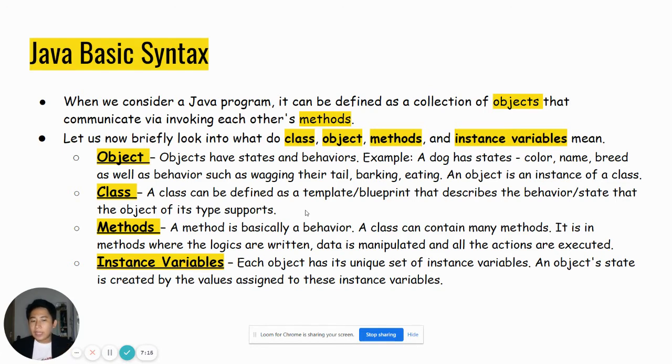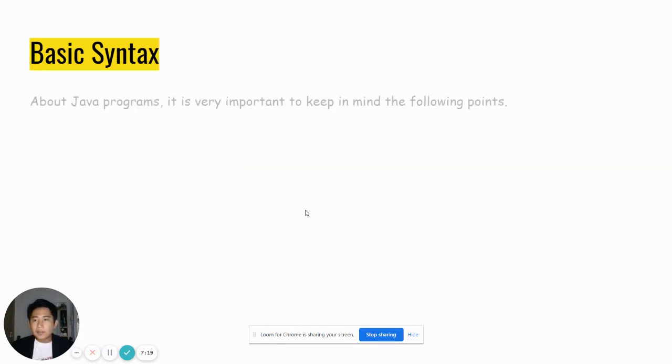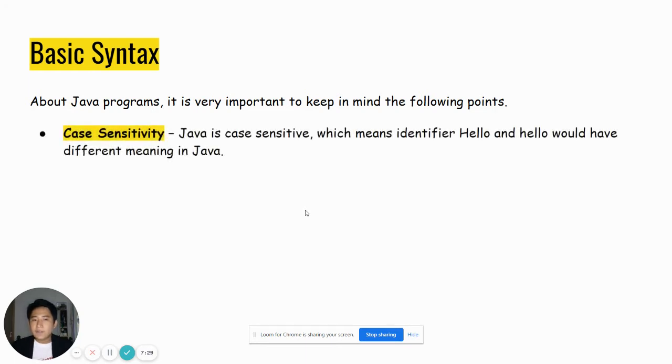Okay, so you can create a variable in each object. So now, guys, let's move on to basic syntax. In Java programs, it is very important to keep in mind the following points. Java programs are case sensitive. So what do you mean by case sensitive?